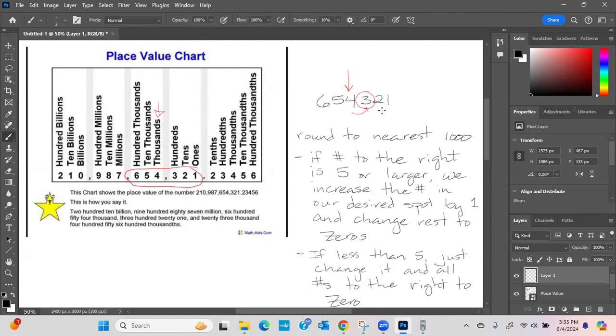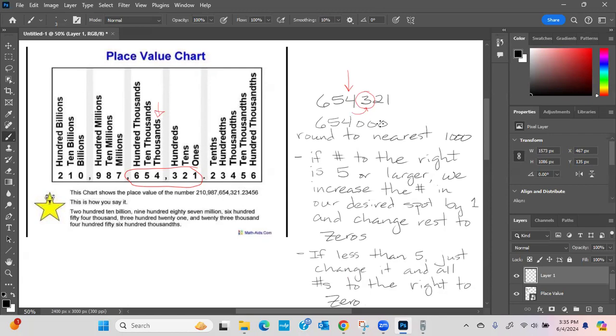Okay, so ours is less than 5. So we would just change it and everything to the right to 0. So this number, 654,321, rounded to the thousands place, is 654,000. Done.